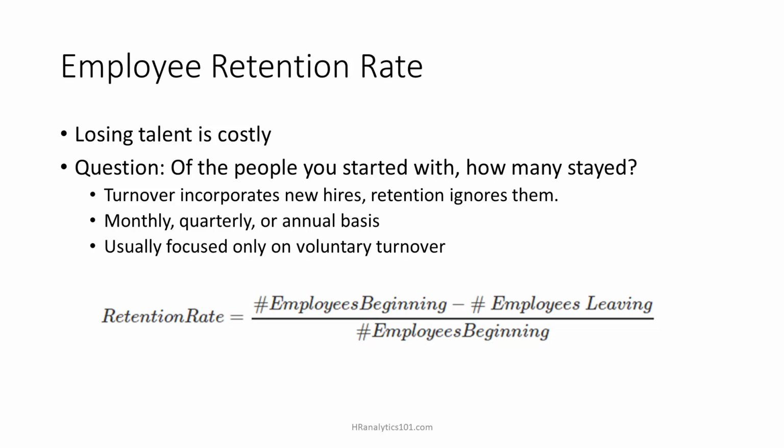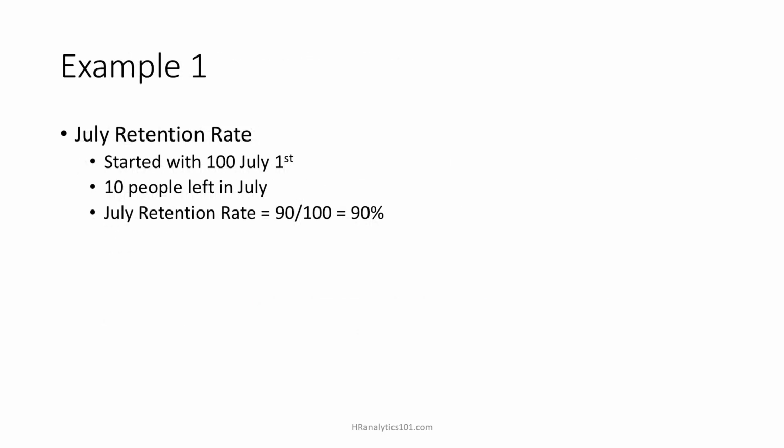The formula for employee retention is direct. We simply take the number of people at the start of the period, subtract the number of people who left voluntarily, and divide that value by the number of people at the start.